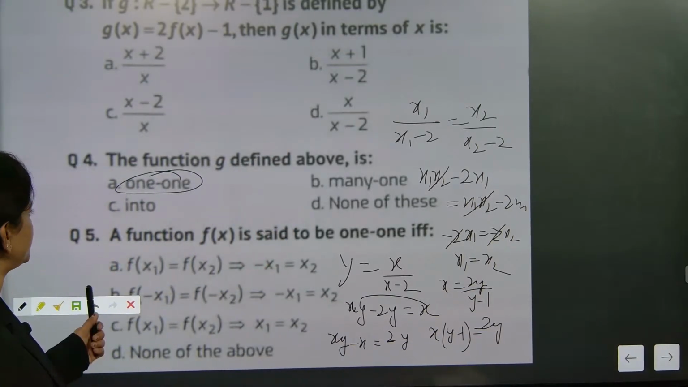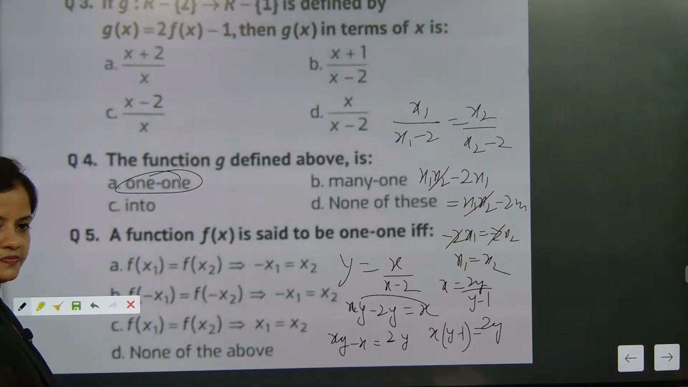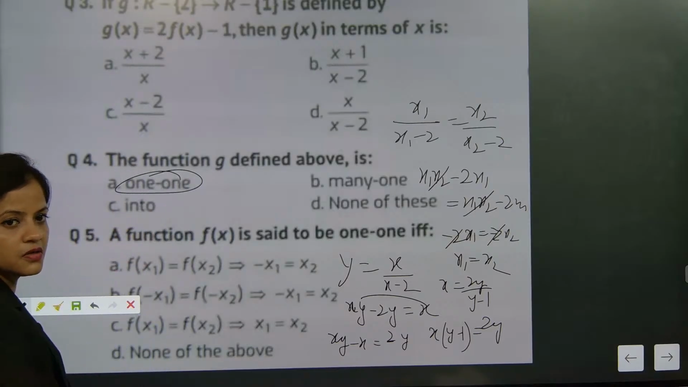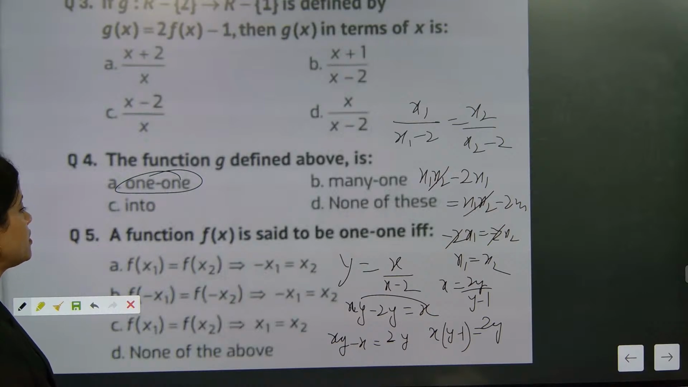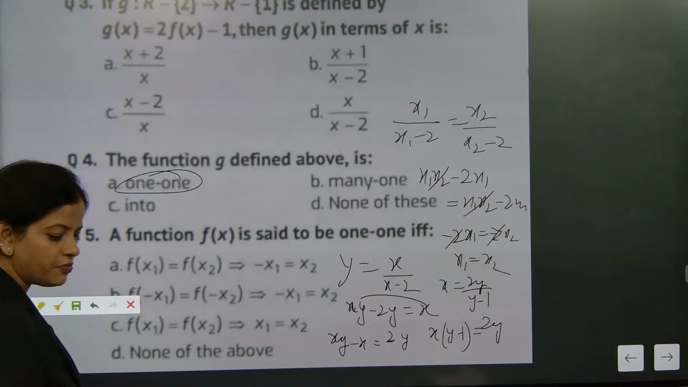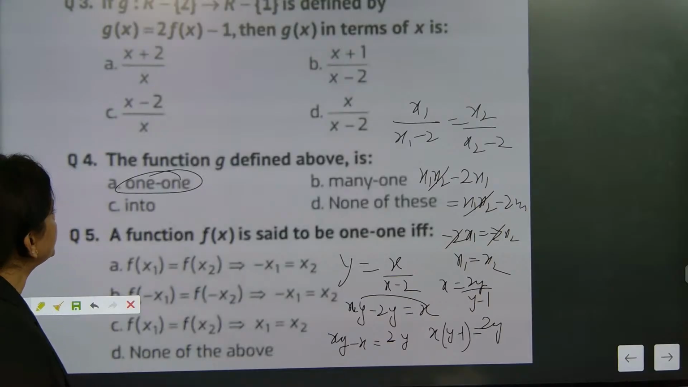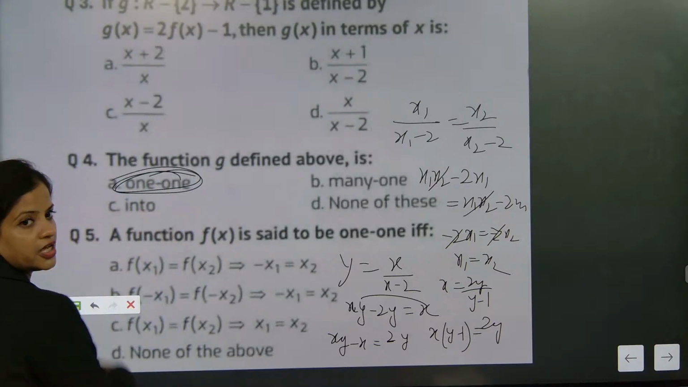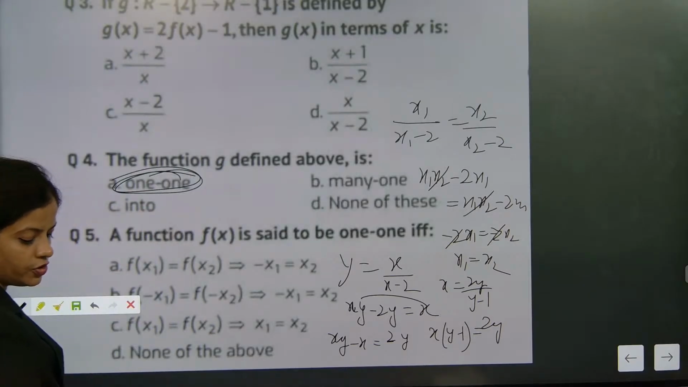What is the correct answer it is going to be? It is coming as 1-1. It is also onto. Onto part you have to check. Because there, R minus 1. So it can be 1-1 and onto. But they did not give the onto option. So 1-1 is the only answer. They did not tell us to check onto.